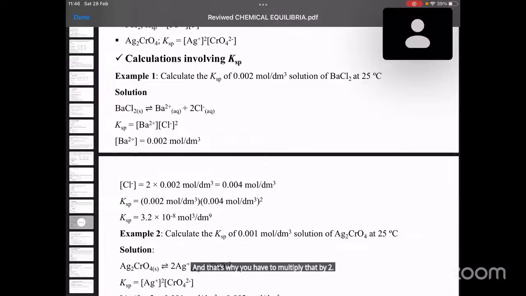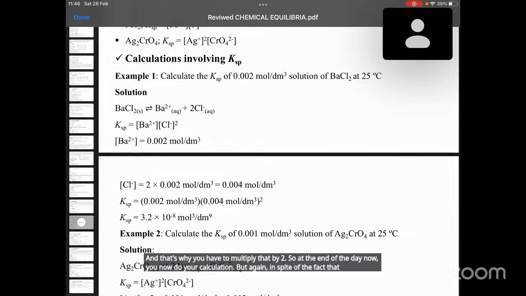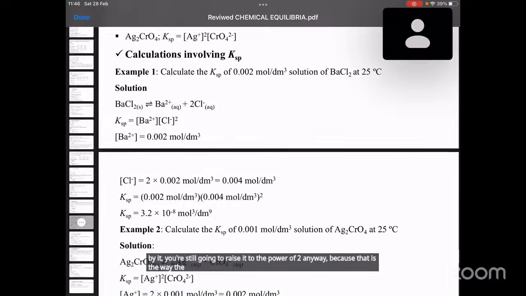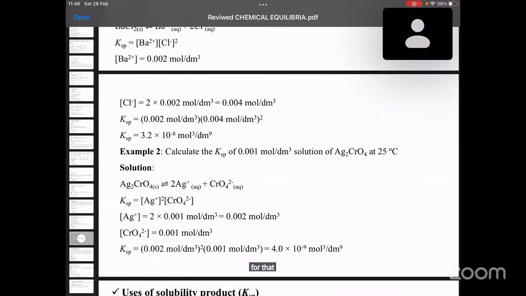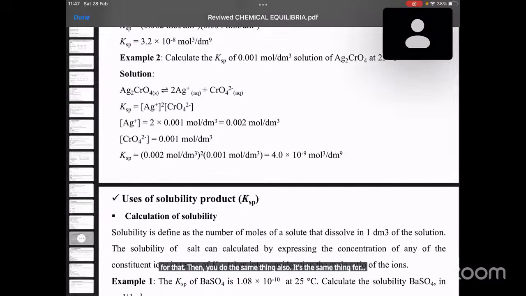So at the end of the day, you now do your calculation. But again, in spite of the fact that you multiply by 2, you're still going to raise it to the power of 2, because that is the way the formula works. So that gives you your Ksp for that. Then you do the same thing for silver chromate.